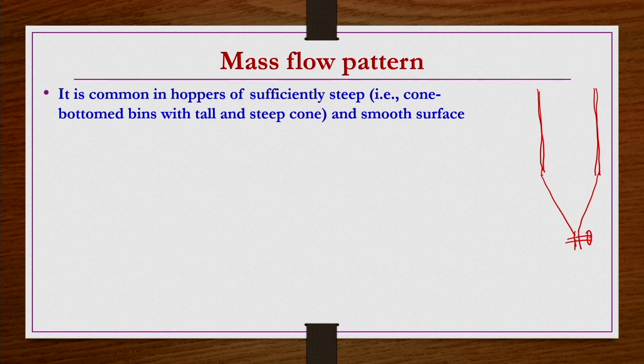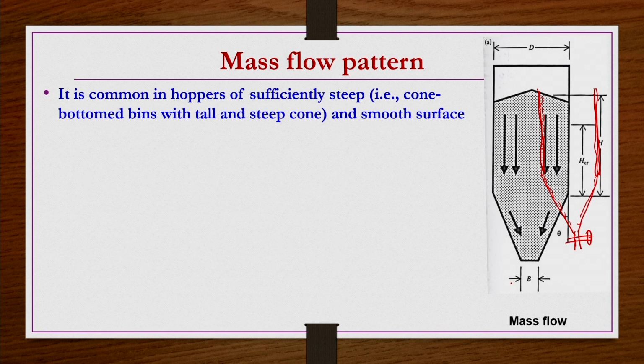So, this is the opening, and in addition to that, the wall surfaces should be smooth, in the sense that they should not offer more friction to the solids. If the friction is more, then the layers of particles close to the walls are very difficult to flow and may not flow comfortably. That is the reason it is beneficial to have a smooth surface. So, if you have a hopper sufficiently steep, that is, cone bottom bins with a tall and steep cone and smooth surfaces, you may expect a mass flow pattern for a free flowing material in general.